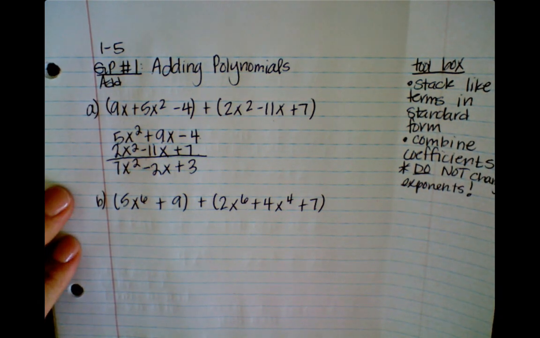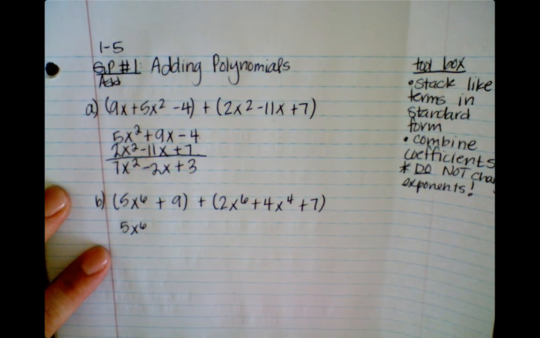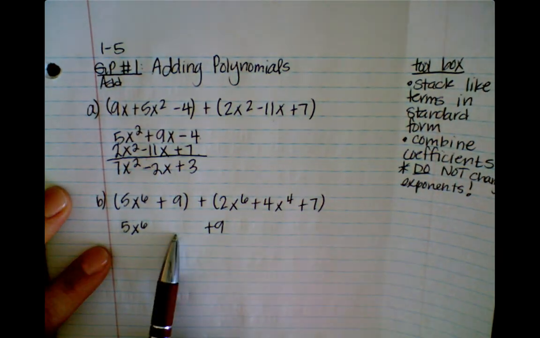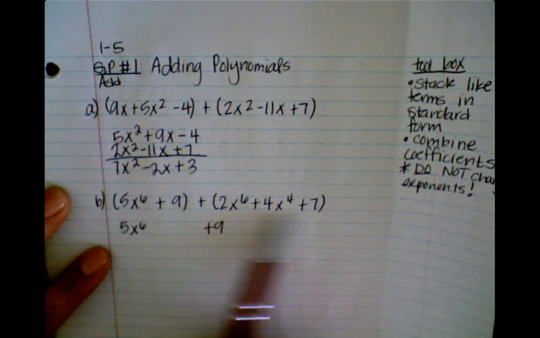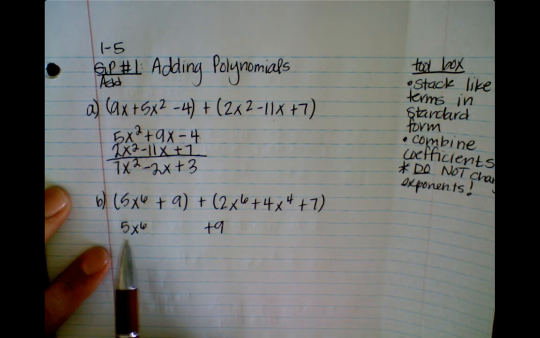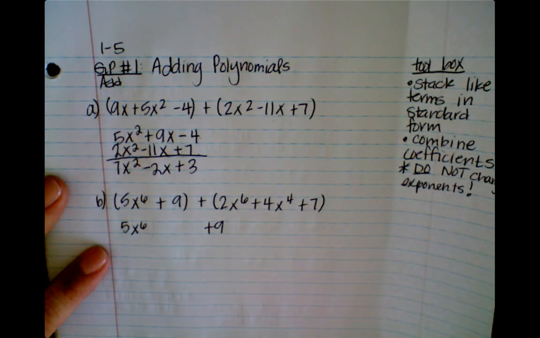All right, so let's see how you did. So we have 5x to the 6th plus 9. That's already in standard form for us. Now I'm going to leave a space here because I see that there's a third term over here, which means something's going to fall in between the two, because this is the 6th degree term and this is the 0 degree term.